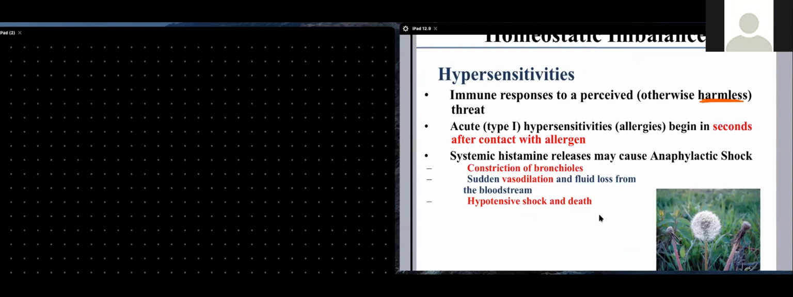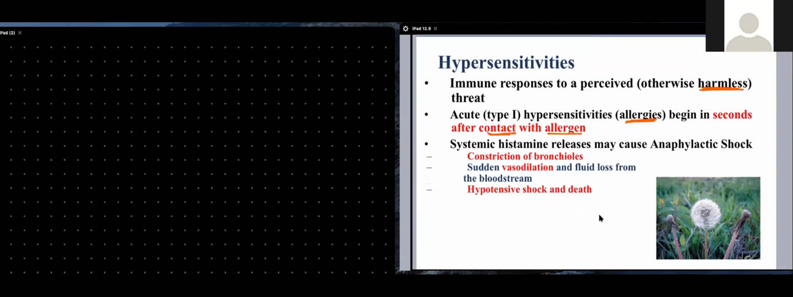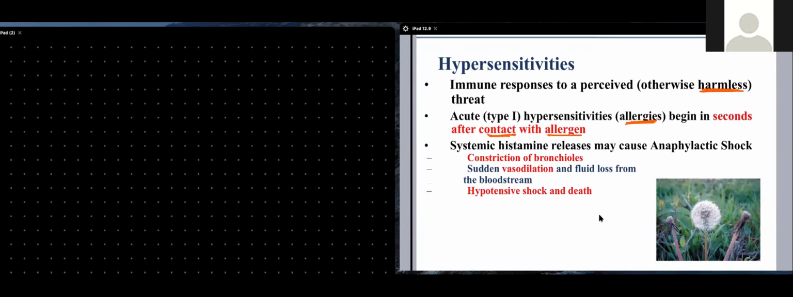Type 1 hypersensitivity, or allergies, will start within seconds after contact with the allergen. So what is the problem in here? If you get exposed to something that you have hypersensitivity for, this causes a systemic release of histamine. What happens if I have a major release of histamine?